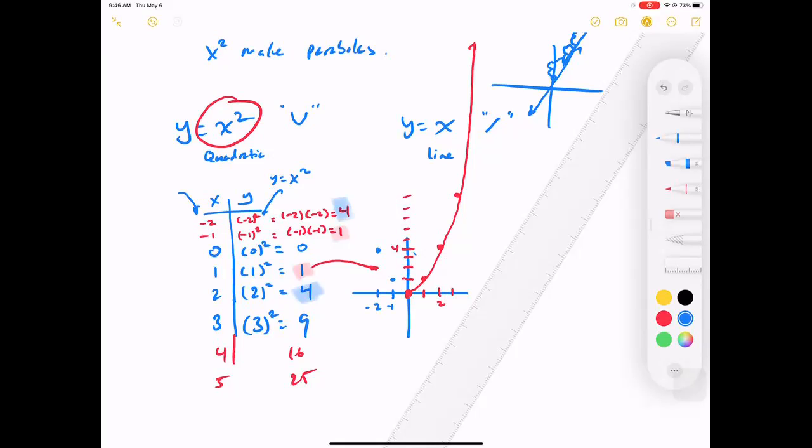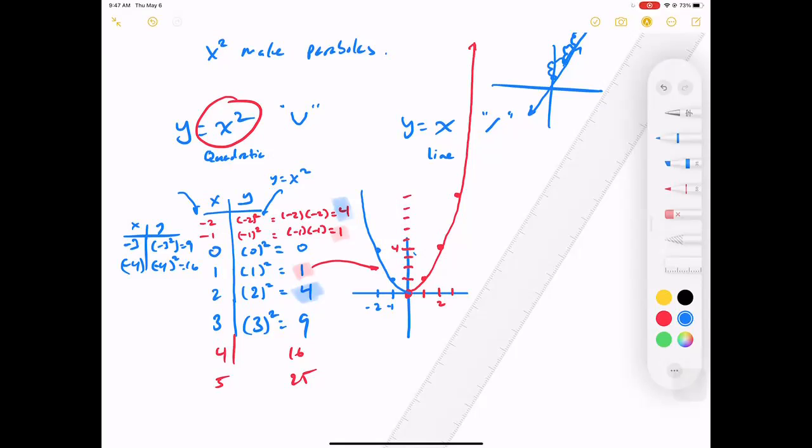If I put negative 3, I'm running out of space here, but what if I put negative 3 here? Negative 3 squared is positive 9. Negative 4 is positive 16. So we get this mirror image going on. Let me go ahead and try drawing this on the other side. And in order to hit all those points, I don't have a line, I have this curve. And this curve in this U shape is called a parabola.